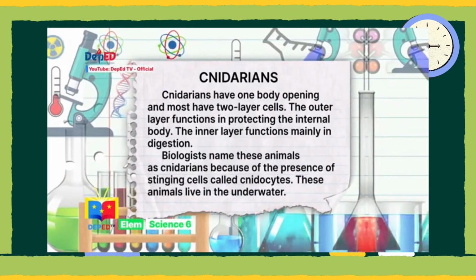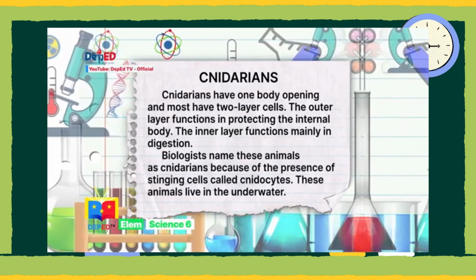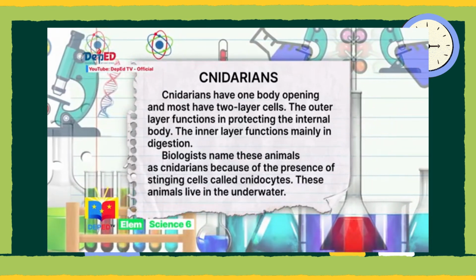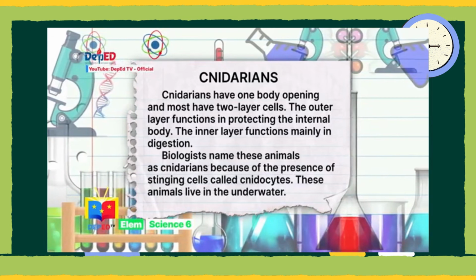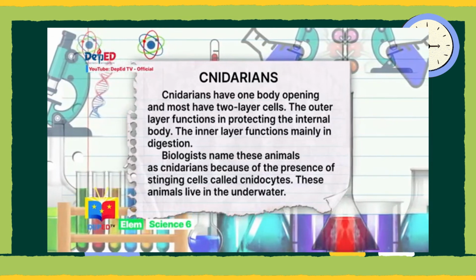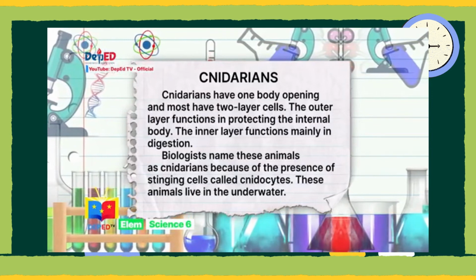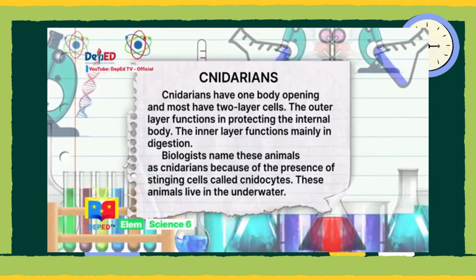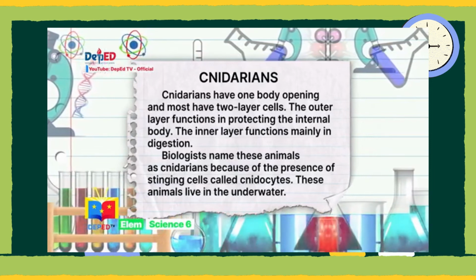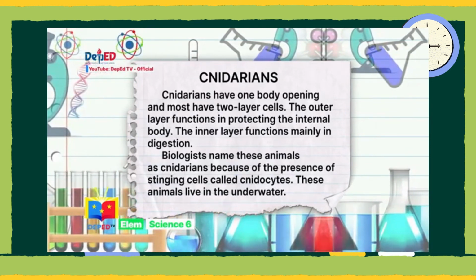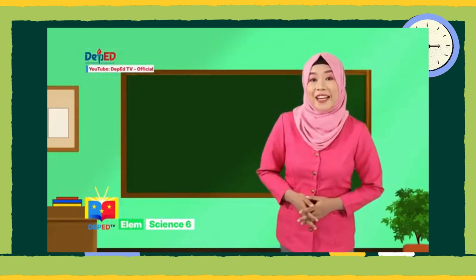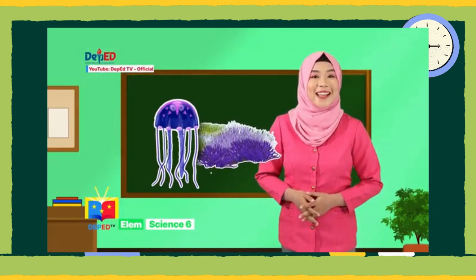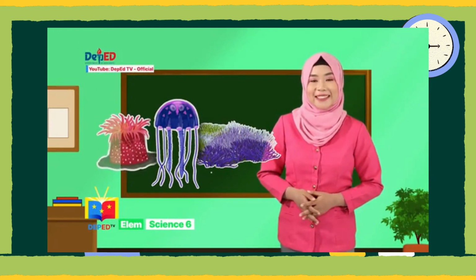Cnidarians have one body opening, and most have 2-layer cells. The outer layer functions in protecting the internal body. The inner layer functions mainly in digestion. Biologists name these animals as cnidarians because of the presence of stinging cells called cnidocytes. These animals live in the underwater. The examples of cnidarians are jellyfish, corals, and sea anemone.